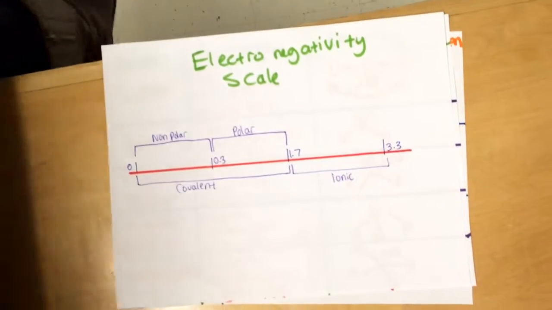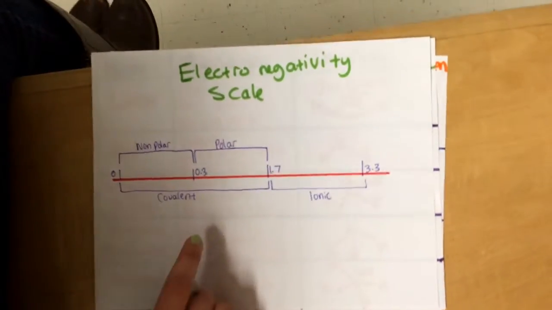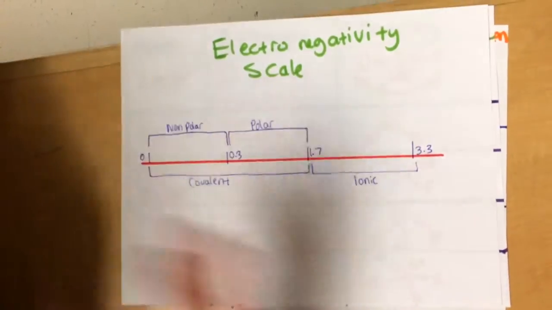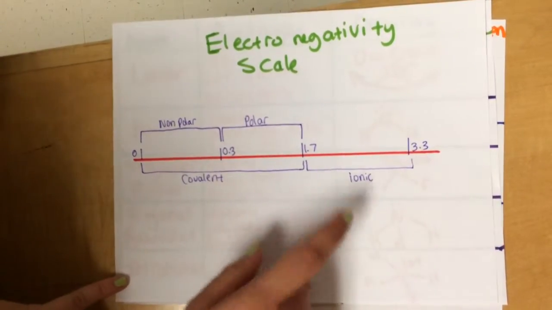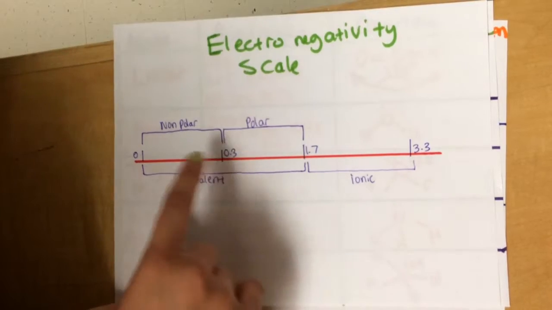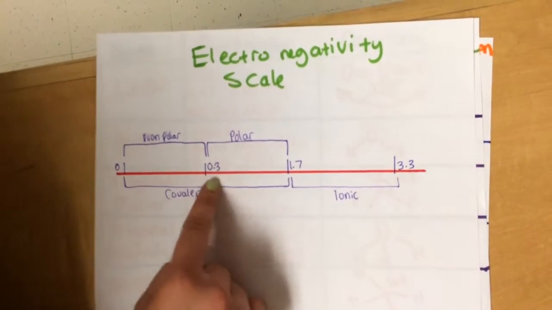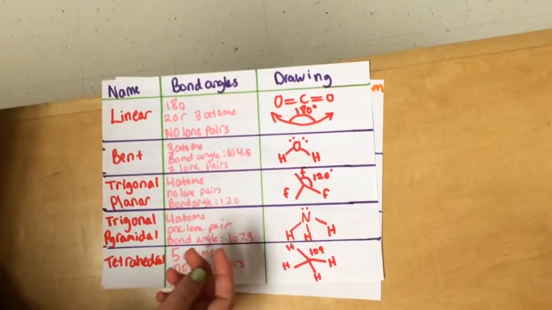Now the electronegativity scale. This just shows you how you can identify whether or not your combined elements are covalent, nonpolar, polar, or ionic, and the way you find that out is you just use the difference between the elements, and you look at a scale, and from there you can decide what it's going to be called.